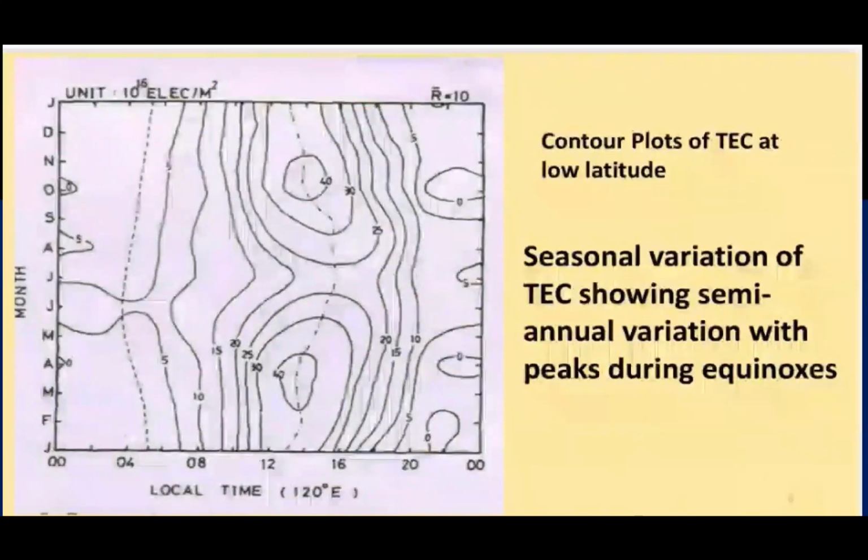So here, if you look at any particular month like March, then during the course of the day, it has a minimum value, indicated by the dashed curve, between 4 and 5 o'clock. Then it starts increasing, 10, 20, 30, etc.